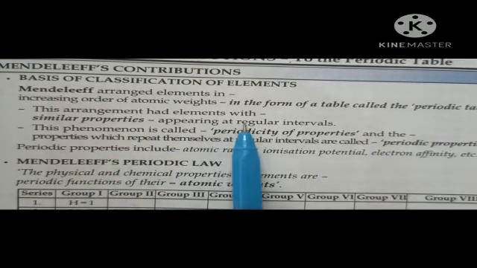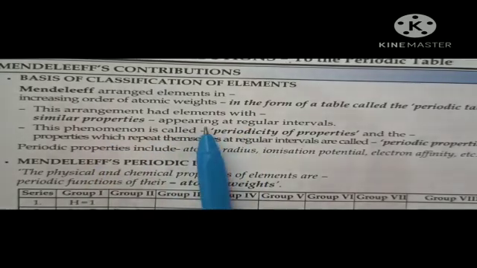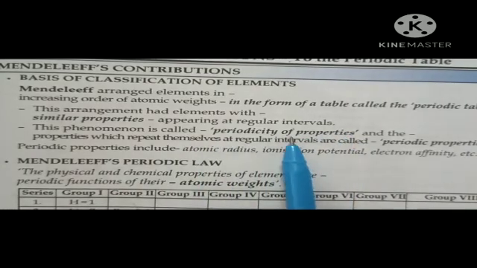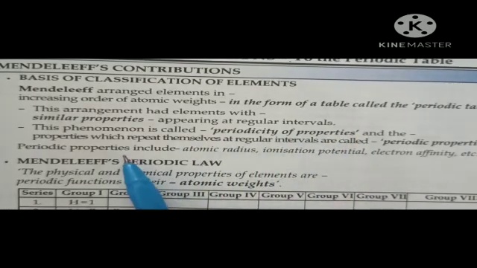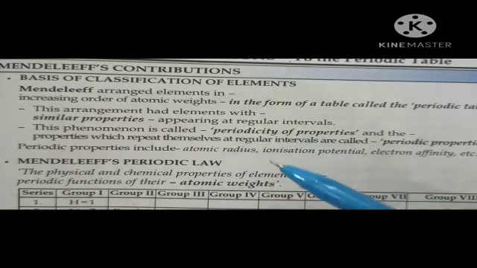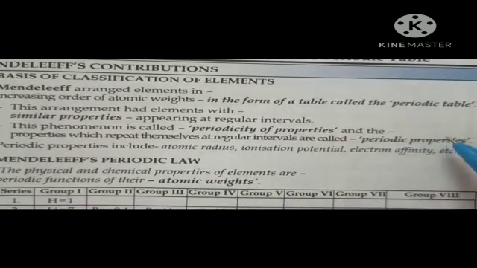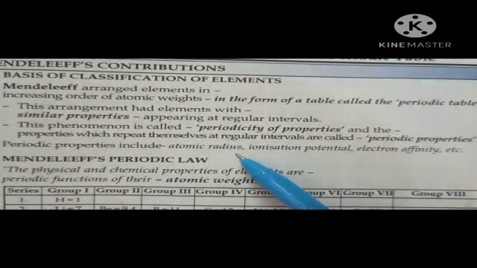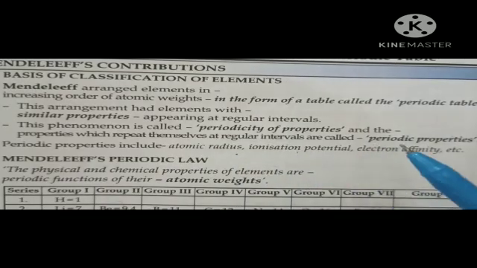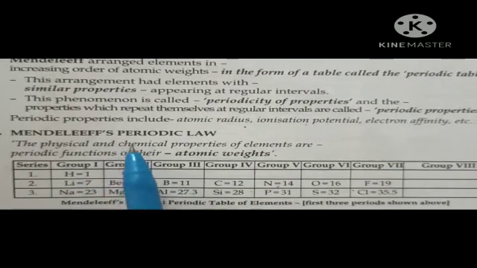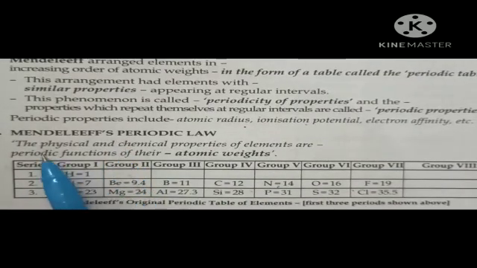This arrangement had elements with similar properties appearing at regular intervals, and this phenomenon is called periodicity of properties. The properties which repeat themselves at regular intervals are called periodic properties. These periodic properties include atomic radius, that is atomic size, ionization potential, and electron affinity, which I'll explain to you later on. Then Mendeleev gave a periodic law.